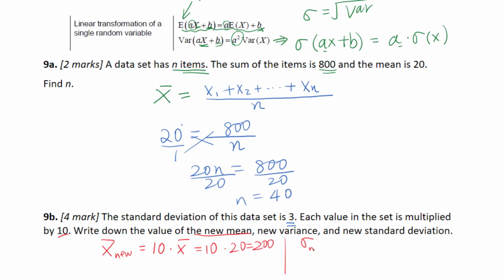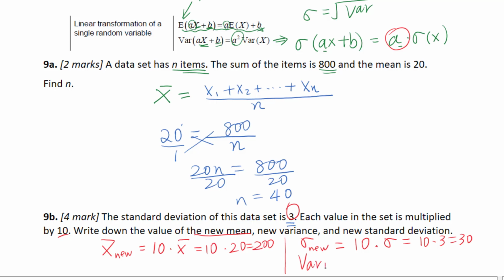For the new standard deviation, it equals 10 times the original standard deviation. The original standard deviation is 3, so 10 times 3 equals 30. For the new variance, we can square the standard deviation. Remember, the variance equals standard deviation squared. So 30 squared equals 900.